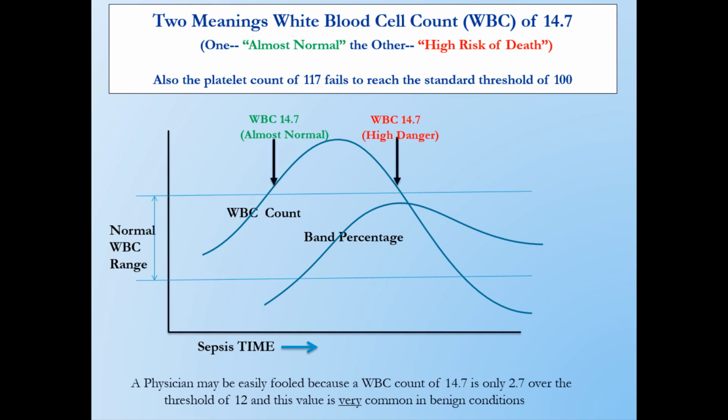Consider, for example, that the white count was only 14.7, which is almost normal. On the other hand, if the patient has more advanced disease, that same white count, the exact same number, can represent high danger. Only by considering the white count in relationship to another value, which is the band percentage, can it be recognized that this patient is in terrible trouble. Also, the platelet count of 117 fails to reach the standard threshold of 100, so a physician might discount that platelet count.